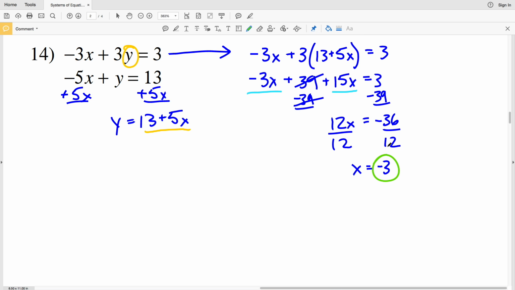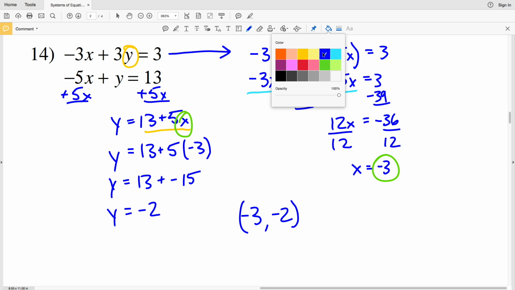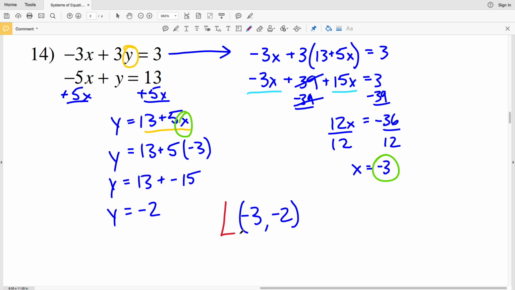Now I'll take that value of negative 3 and plug it into my equation that's equivalent to y. So y equals 13 plus 5 times negative 3. That's y equals 13 plus negative 15, or 13 minus 15. So y is going to be equal to negative 2. So negative 3, negative 2 is my solution for number 14, and the final solution that I'll go over in this video.